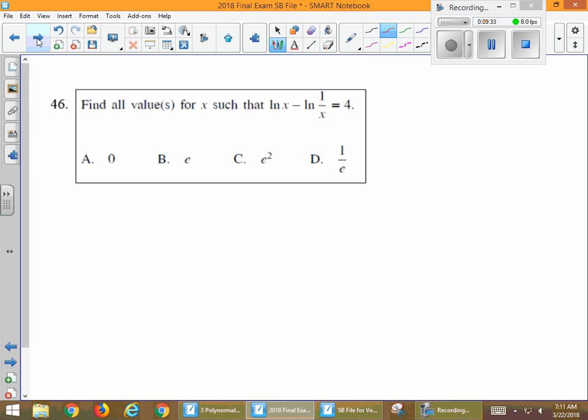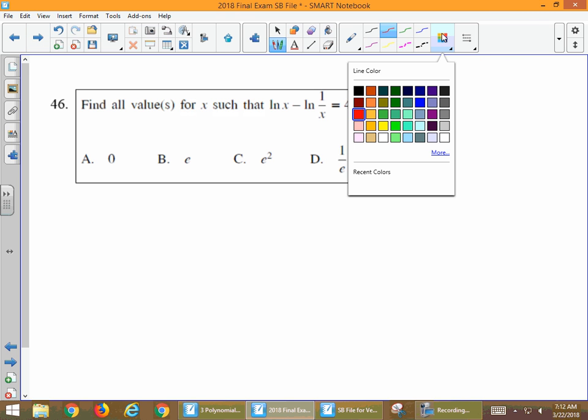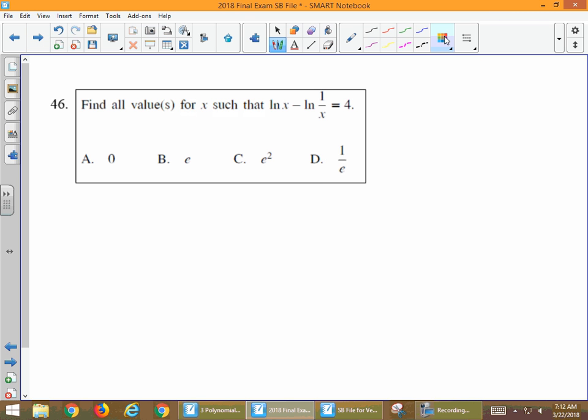All right. One more logarithm problem. Find all values of x such that ln of x minus ln of 1 over x equals 4. So, log rules, I know they're your favorite. What we need to remember first here is minus means divide in log world. So we need to condense, and we're going to condense these using division.